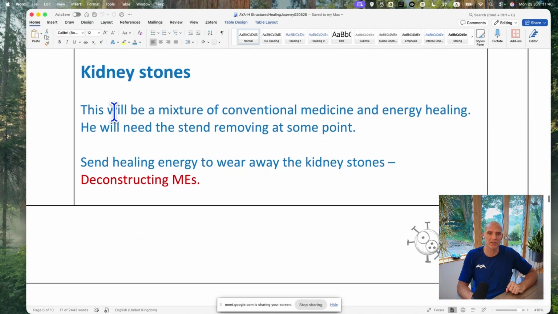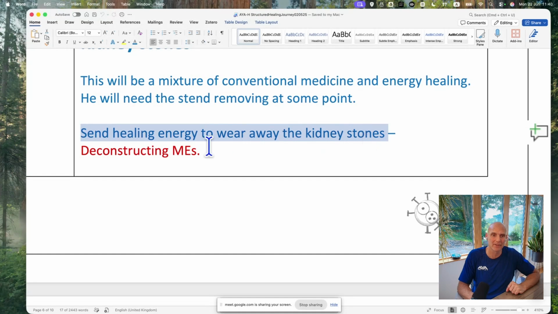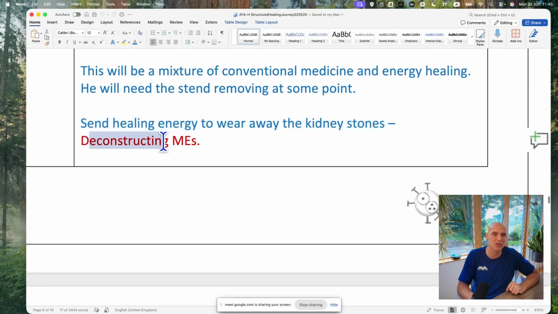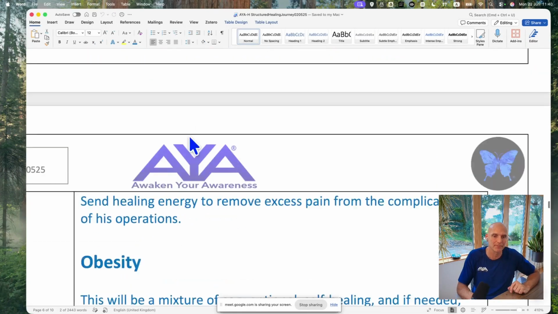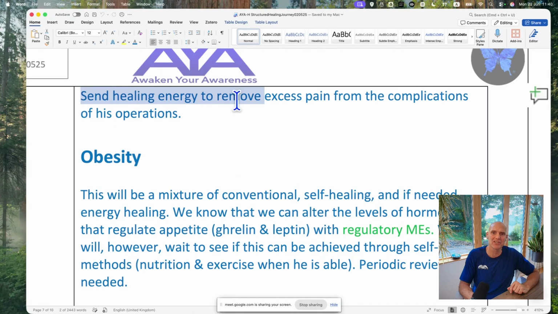Kidney stones. So this will be a mixture of conventional medicine and energy healing. He's going to need the stent removing at some point, so he'll have an operation. But we can send healing energy to wear away the kidney stones. So let's put that on the list. Deconstructing magnetic enzymes to try and break down those kidney stones. And also send healing energy to remove excess pain from the complications of his operations.